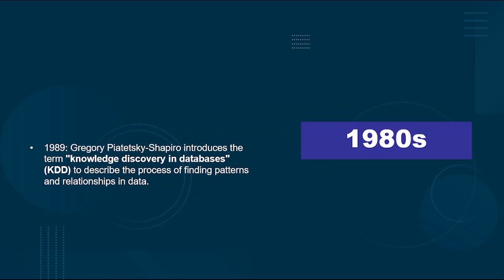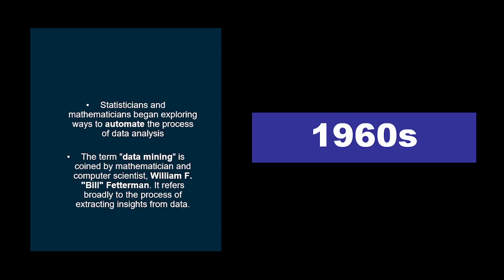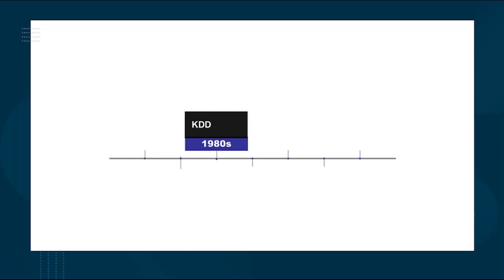There was a guy in the late 80s named Gregory, I can't say this for the life of me, Piatetsky-Shapiro. He is credited with the term KDD, Knowledge Discovery in Databases, which is about finding patterns and relations in data. KDD was basically what data mining was called then, even though the term data mining had been developed in the 60s.